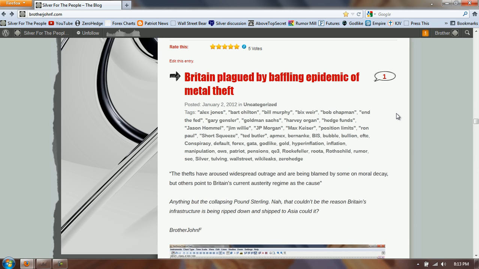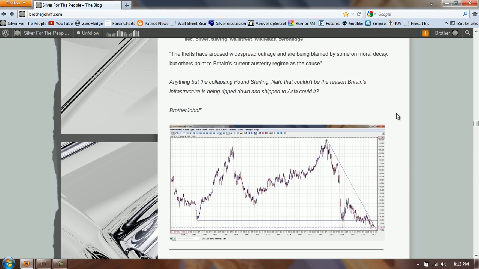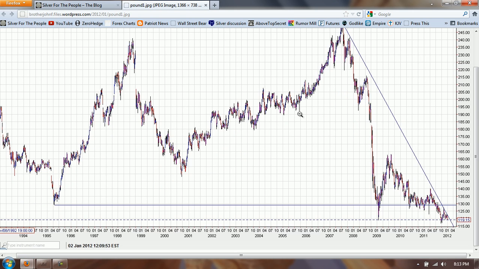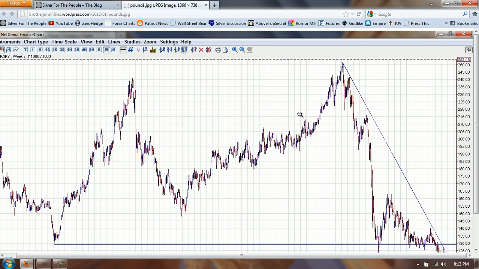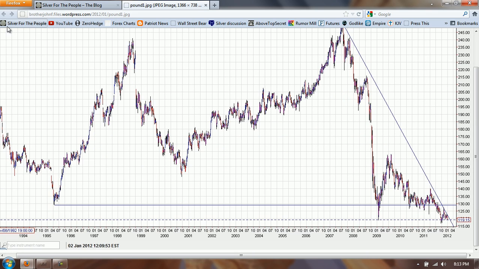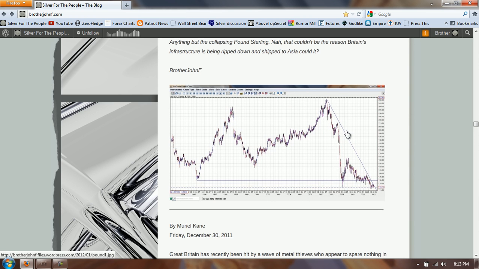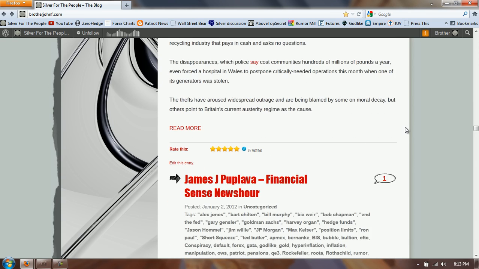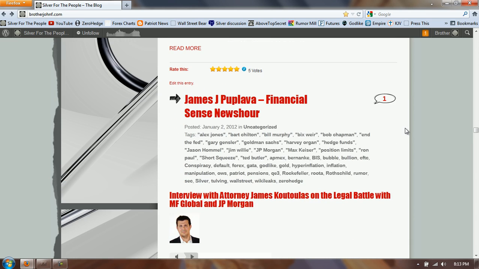There is an article I linked about the metal theft that's going on in Britain, and I put a chart here that is a chart of the British pound versus the Japanese yen. I made the comment that it might have something to do with the fact that the British pound has been cut in half against the Japanese yen. So maybe that's why a lot of the metal in Britain is being carted off to Asia. Here's the Financial News Hour.